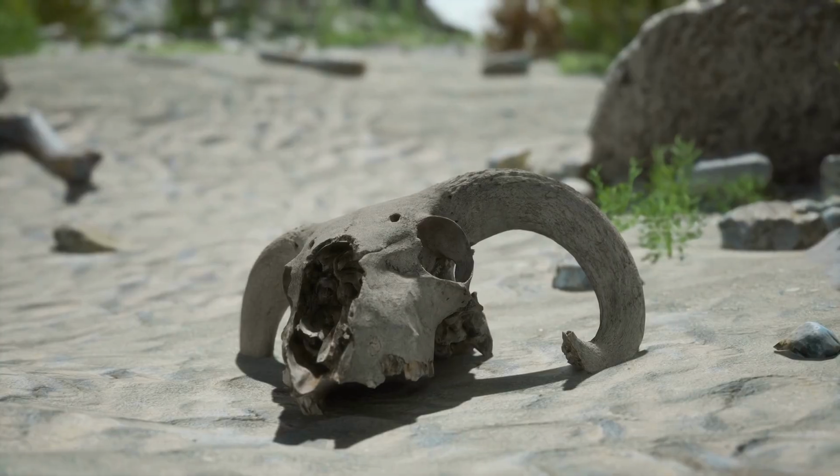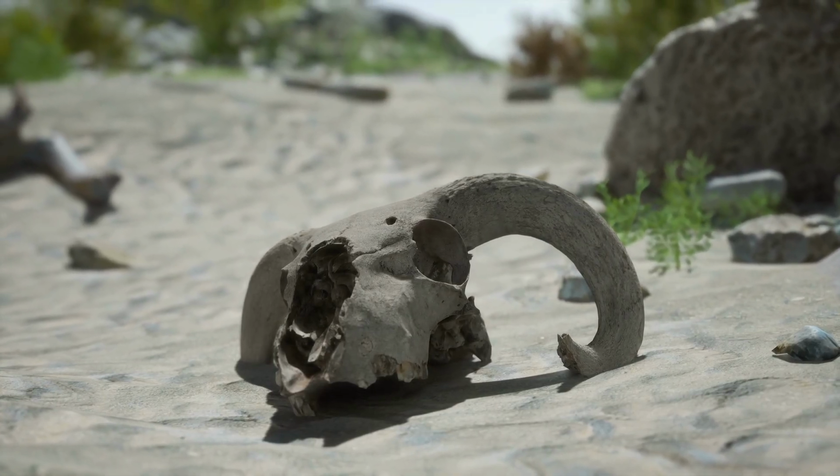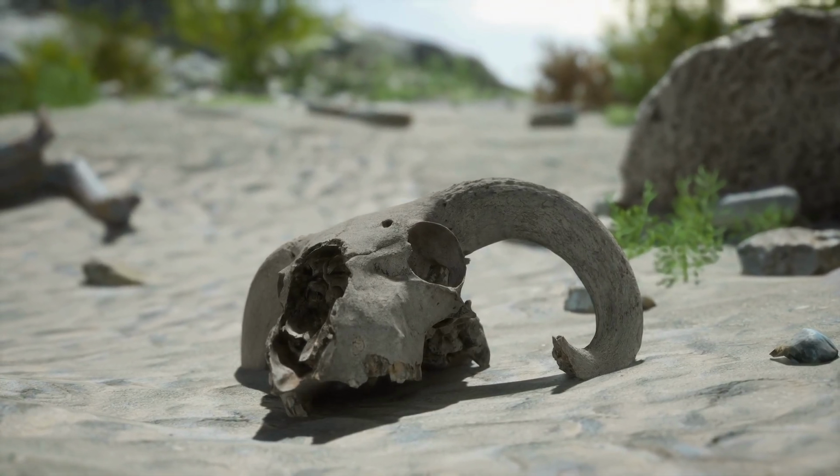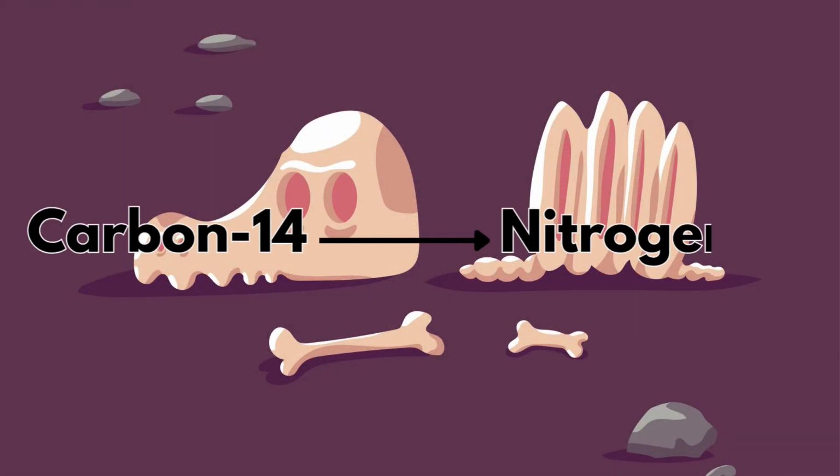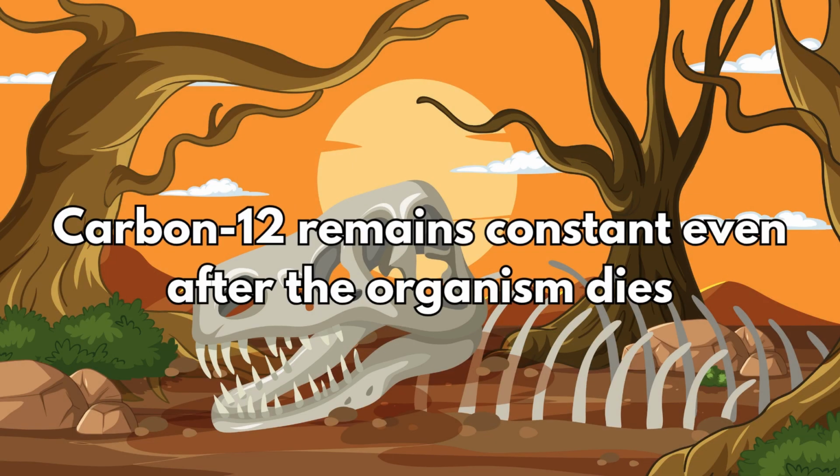But when the organism dies, it stops taking in new carbon. The carbon-14 it already has starts to decay, changing into nitrogen-14 at a very predictable rate. But the amount of carbon-12 remains constant even after the organism dies.